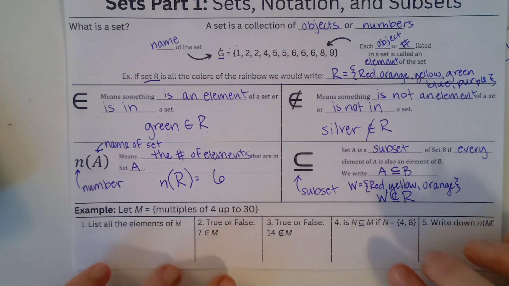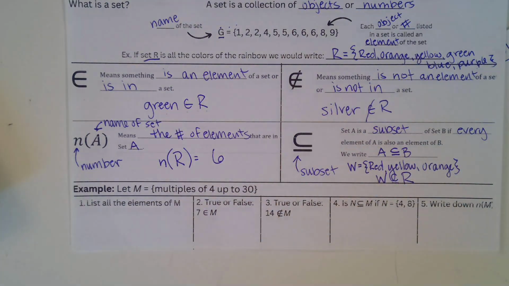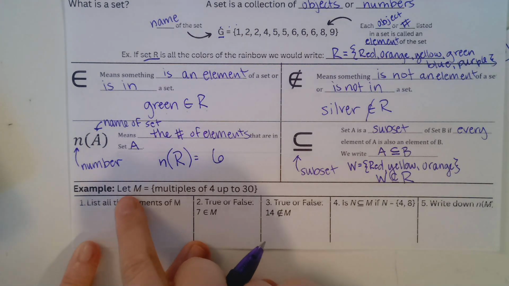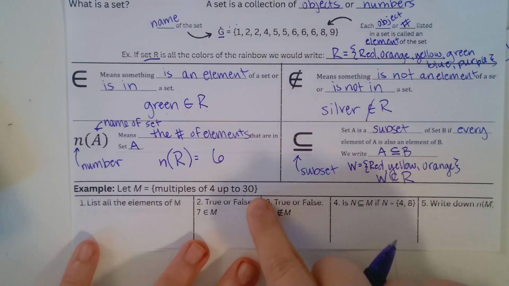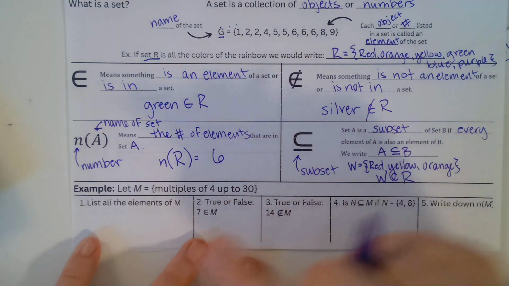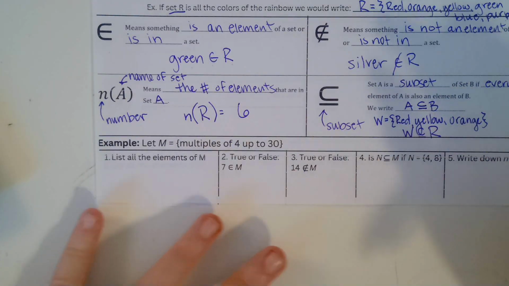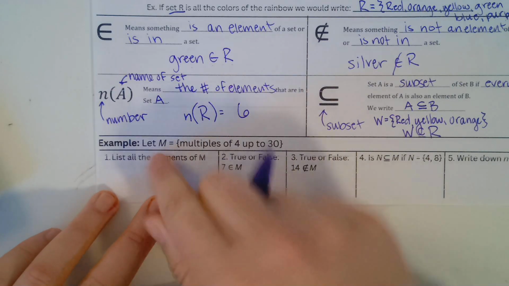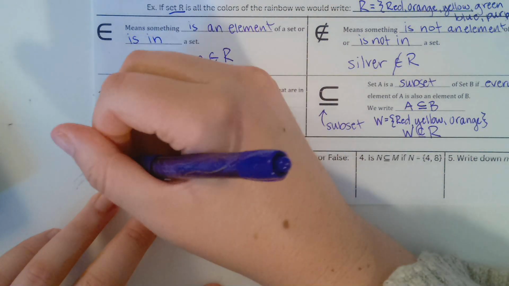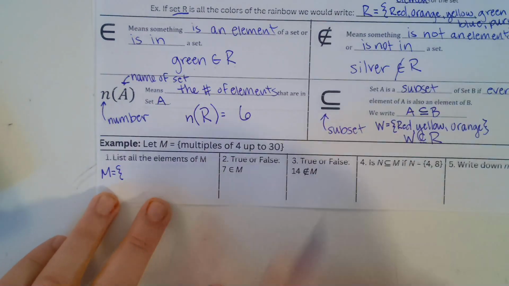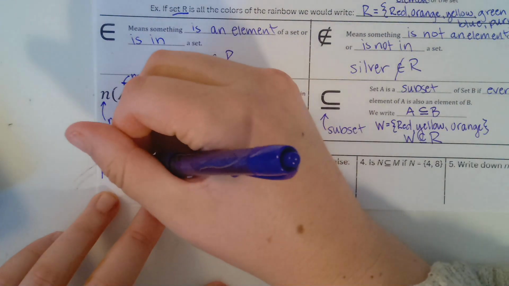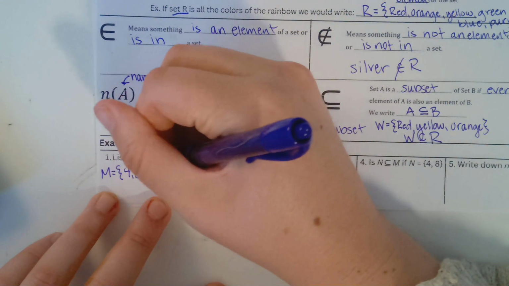So now I'm going to get into the kind of questions that you might see in the quiz related to these things. We're going to have an example where it says, let M equal the multiples of 4 up to 30. So we have to figure out what those numbers are. I'm just going to write them out really quick. This is the name of the set, so I'm going to call that M is equal to curvy bracket. And the multiples of 4 just mean you're counting up by 4s. So we would start with 4, then 8, then 12.